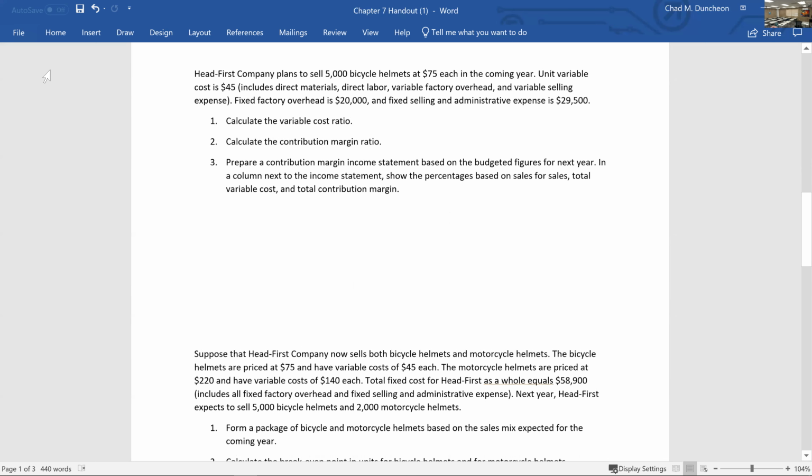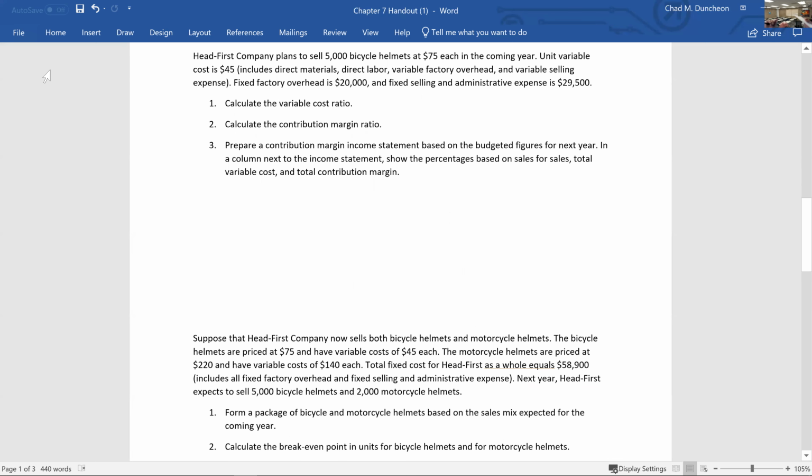All right, problem number 3 here. We still got the same company. Now it wants to know what is the variable cost ratio and the contribution margin ratio. Variable cost percent. Ratio is just another way of saying percent. Here, we're going to take variable cost per unit divided by price. Here, we're going to take contribution margin per unit divided by price.